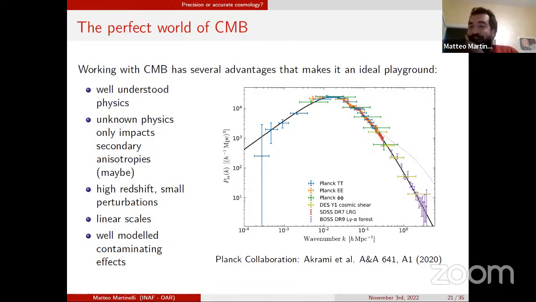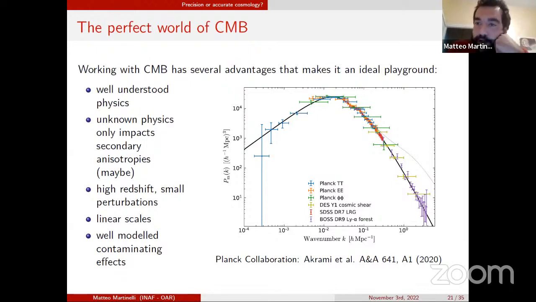So let me talk a little moment about the perfect world of CMB. Why do we like CMB so much? I was in Planck, so I like CMB quite a lot. And the reason for that is that CMB has several advantages over everything else. It's well understood physics because we are talking about recombination physics mostly. So in a sense, you're talking about atomic physics.